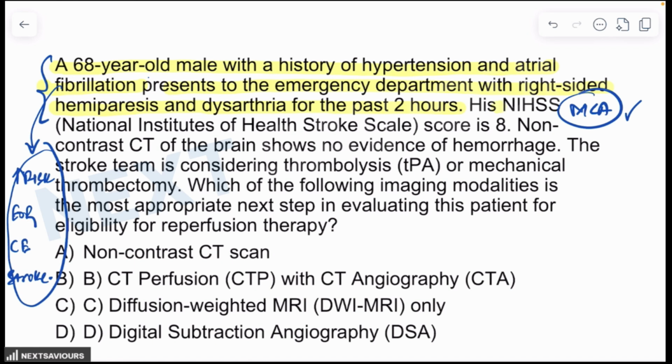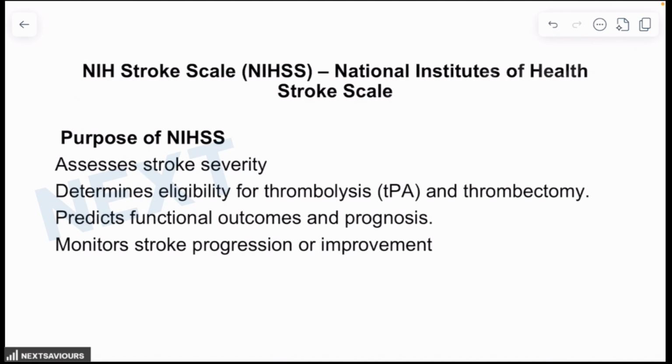Now, his NIHSS score is 8. What is this National Institute of Health Stroke Scale? This is a clinical tool which is used to objectively quantify the severity of the stroke. It is widely used in acute stroke assessment, designing the prognosis, and guiding the management decisions.